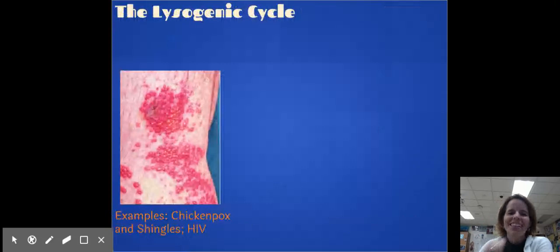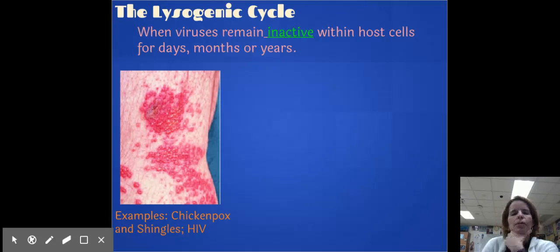All right, now onto the lysogenic cycle. Sometimes the lytic cycle, which is this process of being infected by a virus, takes time. Sometimes there's a time delay, and we refer to that as the lysogenic cycle. The lysogenic cycle is when viruses remain inactive within our cells for days, months, or years. You may have heard, for example, that people can get shingles from the chickenpox virus. That's when the chickenpox virus has been sitting inside them dormant for years and years, and then suddenly it reappears, usually when we're older, usually 60 years, 50 years, or older.